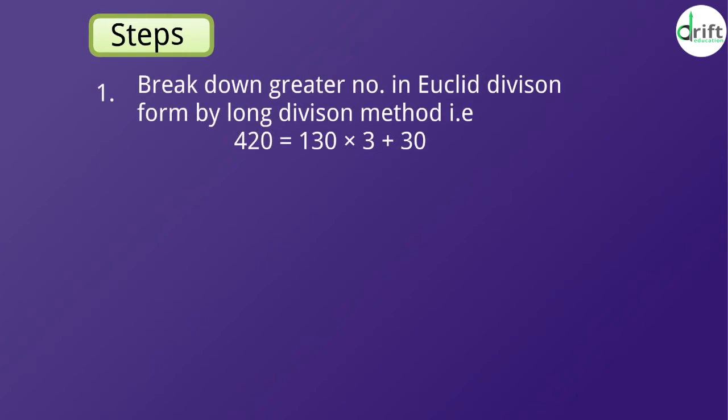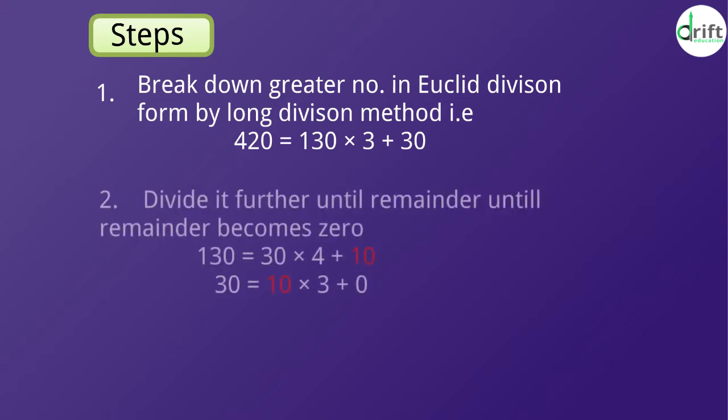Now, the steps are: 1. Break down the greater number in Euclid division form by the long division method. That is, 420 equals 130 multiplied by 3 plus 30. Second step, divide it further until the remainder becomes 0. That is, 130 equals 30 into 4 plus 10 and 30 equals 10 into 3 plus 0.